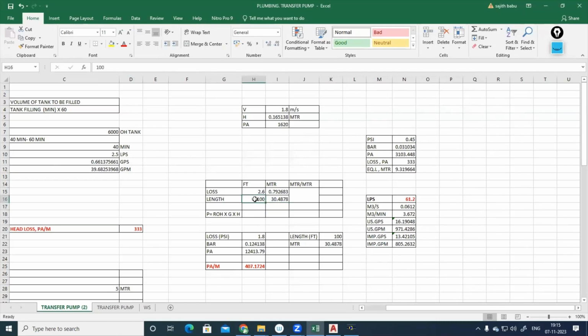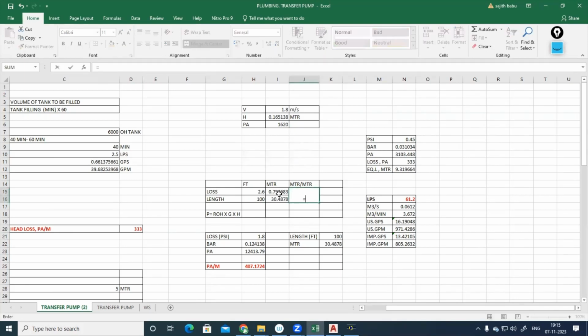2.6 feet per 100 feet is equal to 0.79 meter per 30.48 meter of pipe. Feet we have converted into meters. Each 30.48 meter of pipe length, 0.79 meter of water column pressure drop can come. But the pipe length is not unit meter, it is 30.48 meter. I need the per meter calculation, since head loss I should calculate in Pascals per meter.